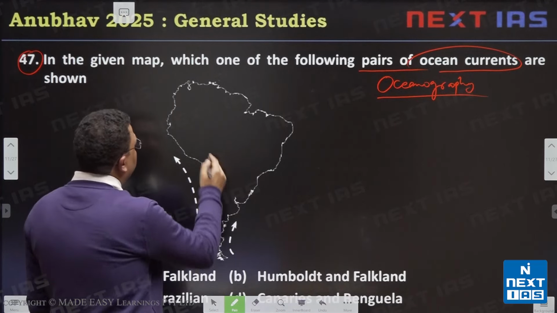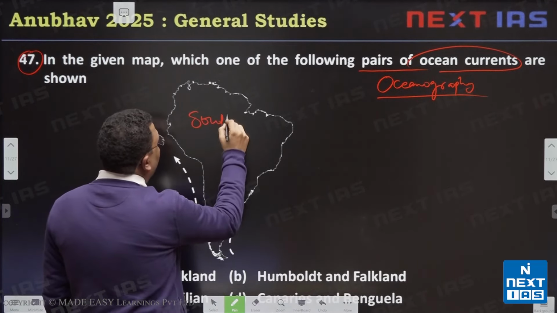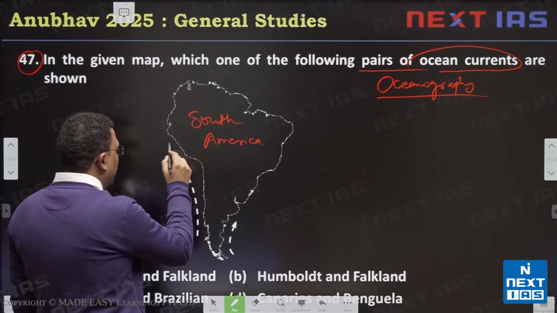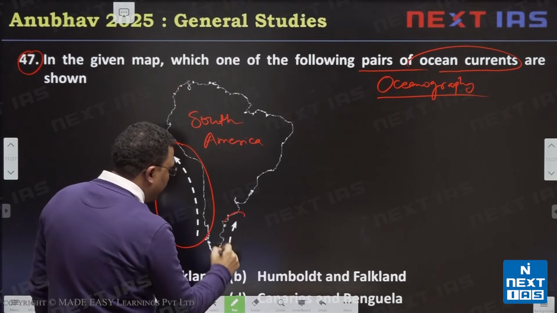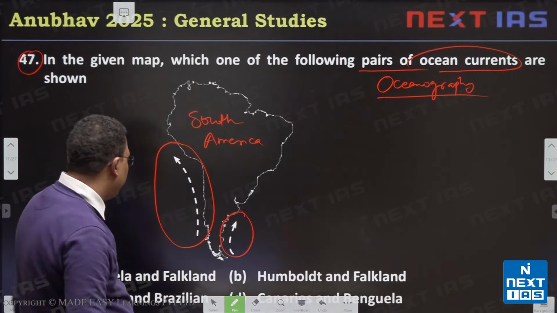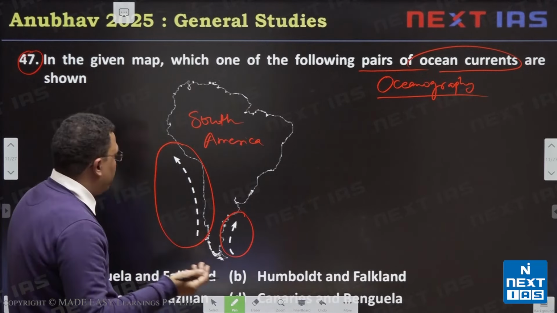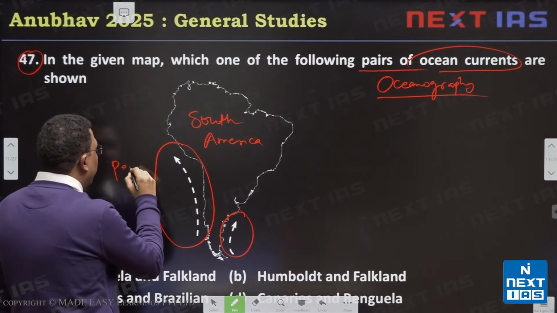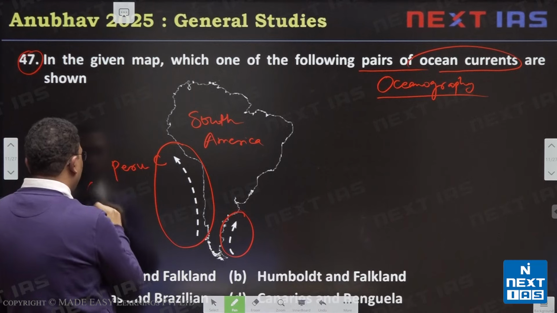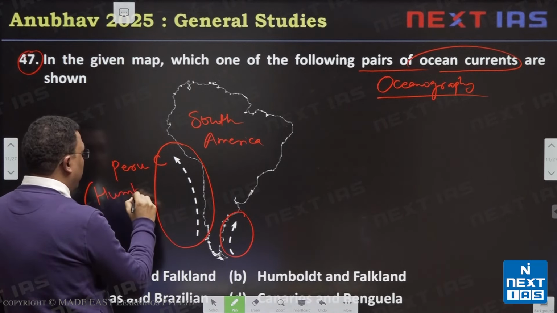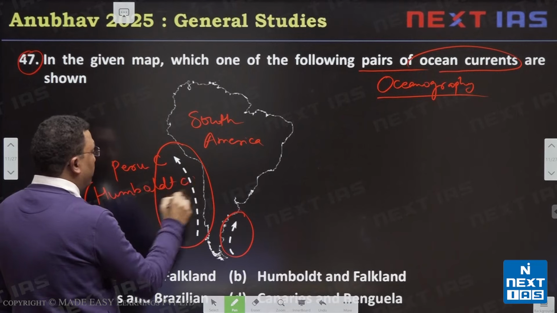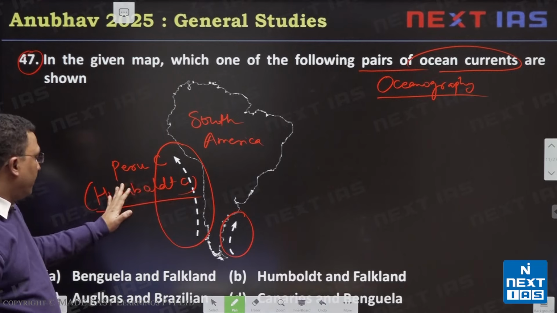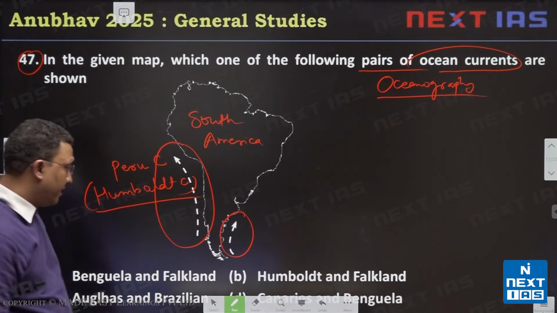Here a map is given. This is basically, you see, South America, and there is a current on the western side and there is another current on the eastern coast of South America, right? So this is a pretty simple question actually. The current flowing on the western coast of South America is called the Peru current. This is also called the Humboldt current because it was discovered by a German scientist named Humboldt, right? So this is basically the Peru current or Humboldt current.